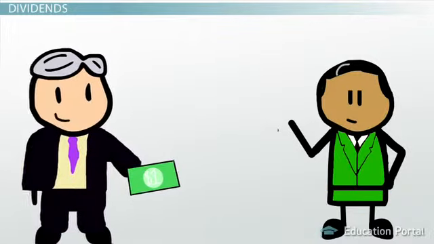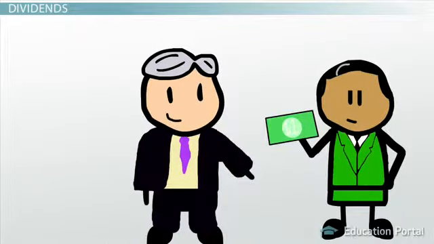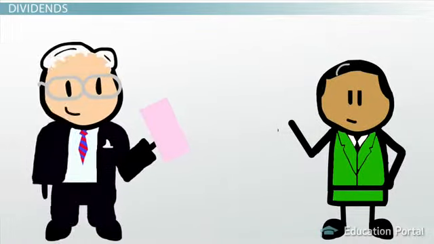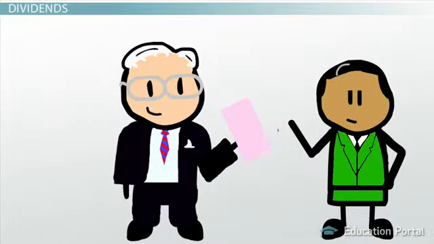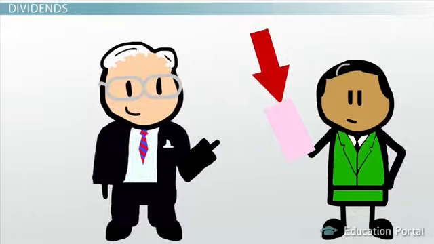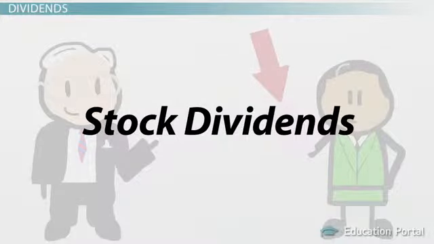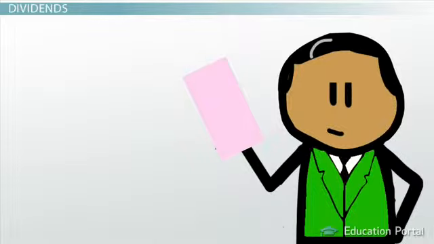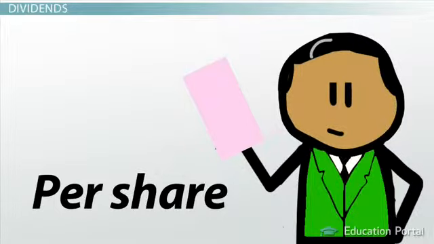Dividends can be paid in the form of cash or a deposit directly into a shareholder's brokerage account. These are known as cash dividends. Dividends can also be distributed by issuing additional shares of stock. These are known as stock dividends. Note that dividends are usually distributed to shareholders per share. This means that shareholders receive varying amounts depending on the number of shares each owns.